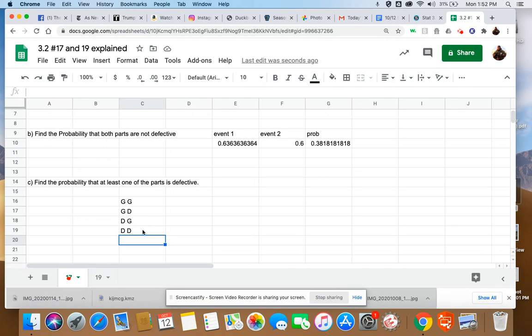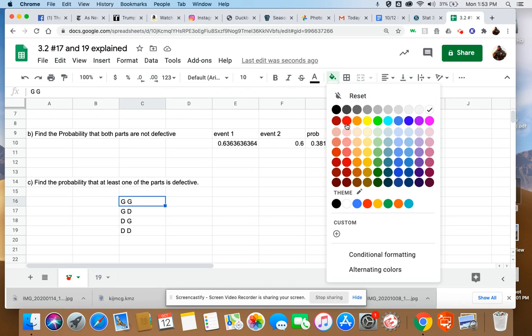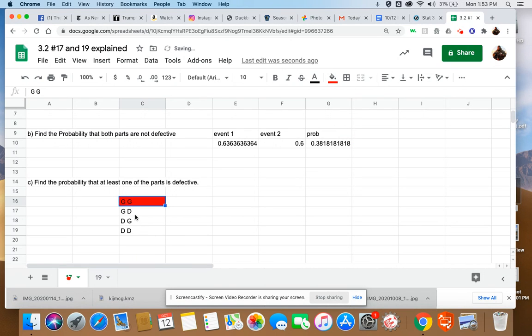Now, you could find those three probabilities. Good part, 7 out of 11 times 4 out of 10. This would be 4 out of 11 times 7 out of 10. This would be, we already did this one in part A, 4 out of 11 times 3 out of 10. You could add those three probabilities up. But the simple thing to realize is that this is the only unacceptable solution to this problem.